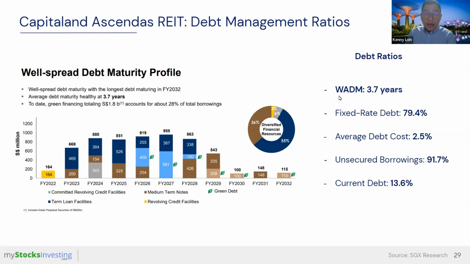Okay, and the weighted average debt maturity is about 3.7 years, and the average debt cost is about 2.5%. And the good thing here is the unsecured borrowing is 91.7%. So they don't really need to pledge a lot. They don't have a lot of property to pledge to a creditor or banks.